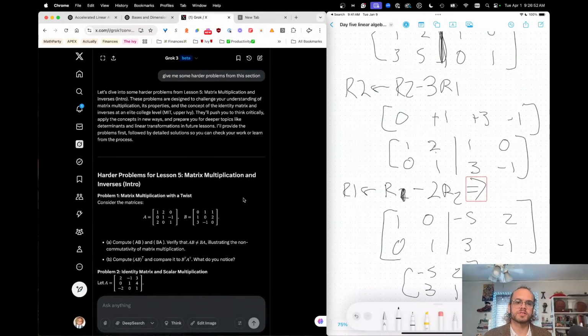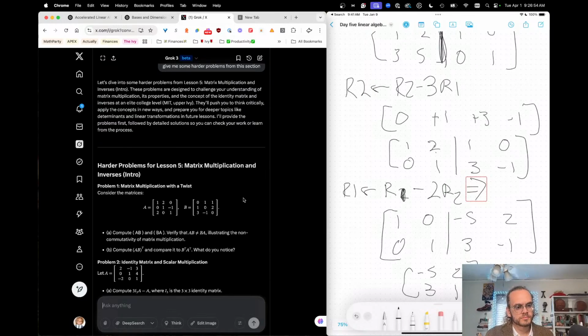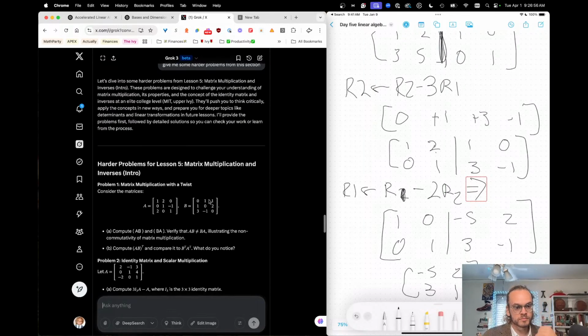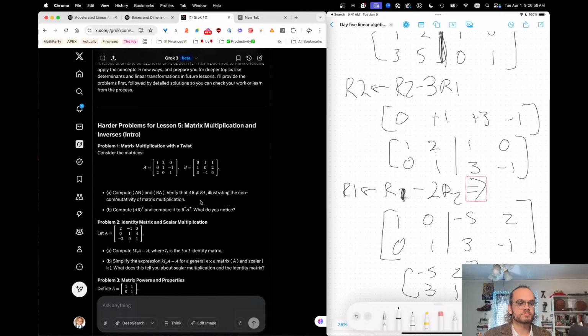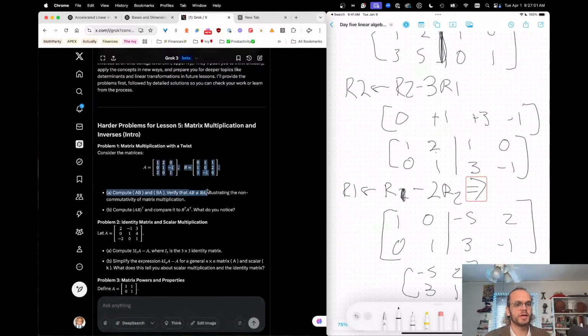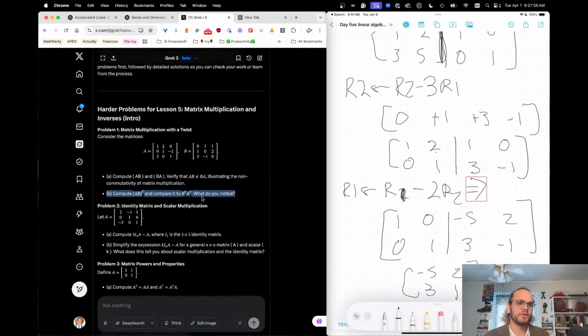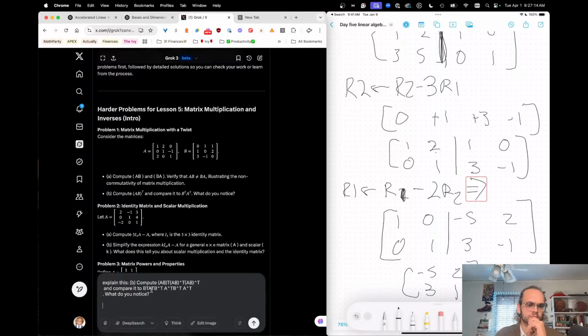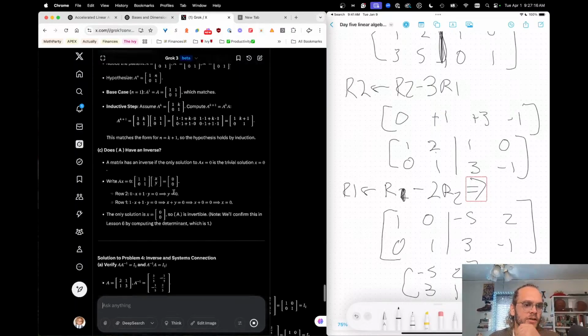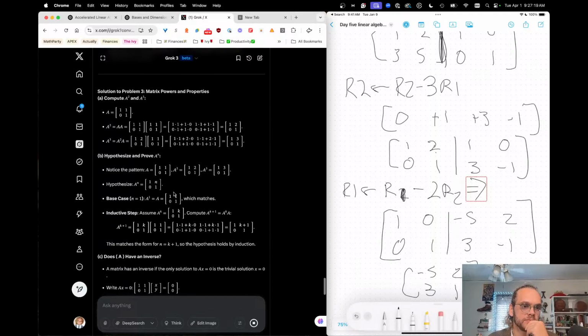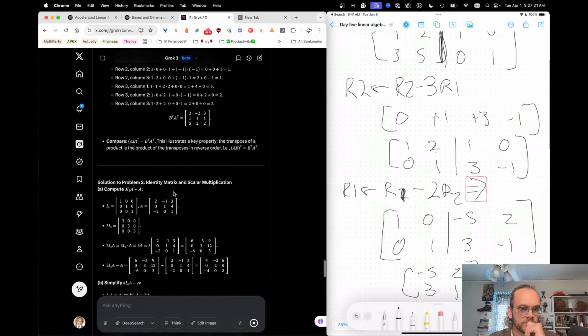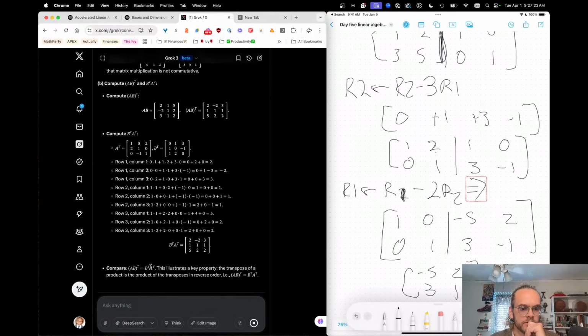Let's see what Grok says for some harder problems. Compute AB and BA. Verify that AB does not equal BA. Compute AB to the T and compare it. All right, that's tricky. They gave me a lot of harder problems. Oh, they gave me this. Okay.